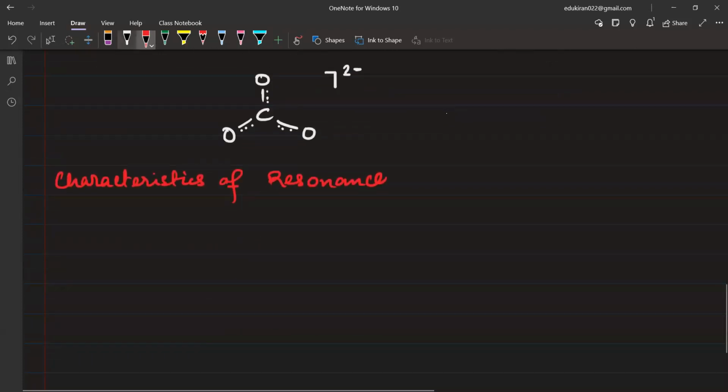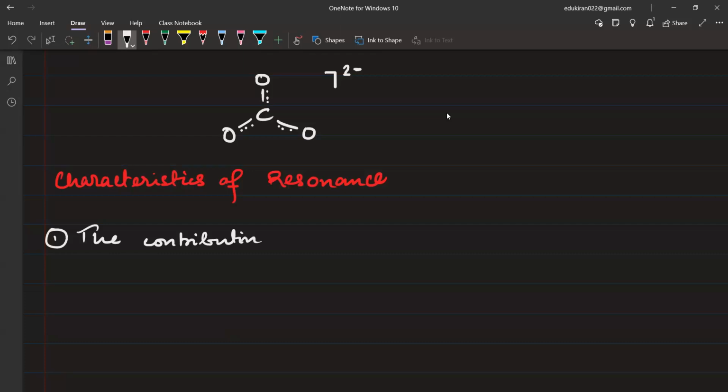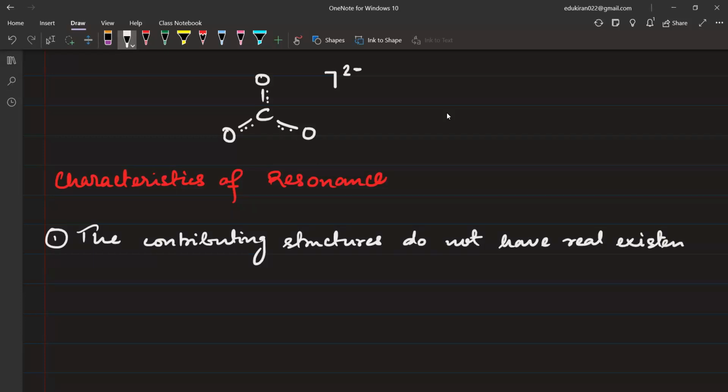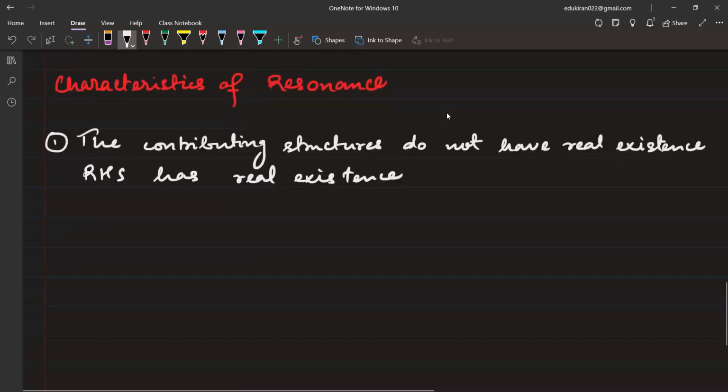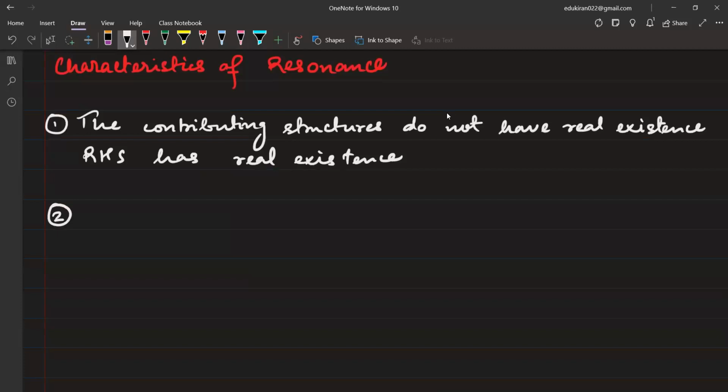Characteristics of resonance. Please write number 1. The contributing structures do not have real existence. Resonance hybrid structure has real existence. Second point.